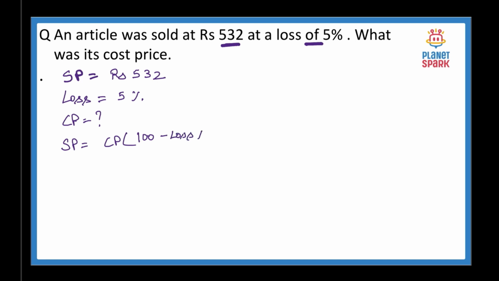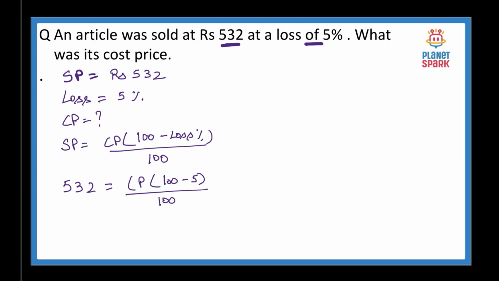Remember, if it is profit percent, we'll add in the formula. If it is loss percent, we are going to subtract. So in place of selling price, we will write 532 rupees. CP we don't know, so we are going to write it down as CP only. We have to find out CP. 100 minus loss percent. Now loss is 5%, so 100 minus 5 divided by 100.